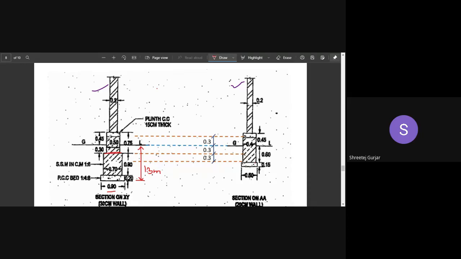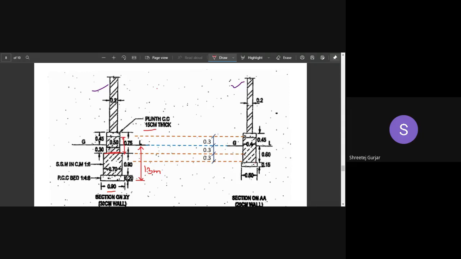Okay. And coming to your second step, this 0.5 is the width, and the height you have to calculate. It is not 0.75. It is 0.75 minus this CC plinth, which is 15 centimeters. So it will be from here till here. How much will it be? 0.75 minus 15 centimeters or 0.15, so it will be 0.6. So the depth is 0.6, width is 0.5. Okay, so this is the second step.